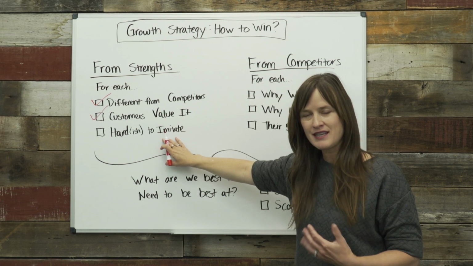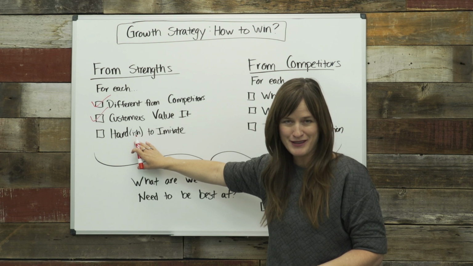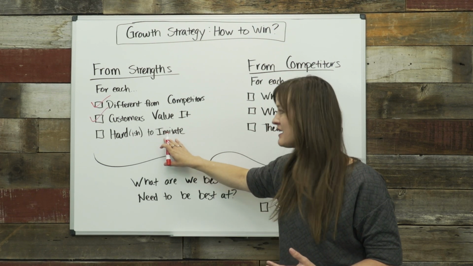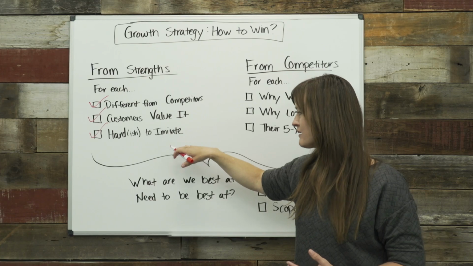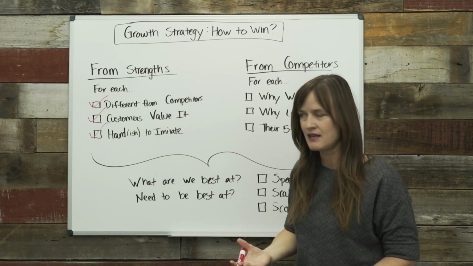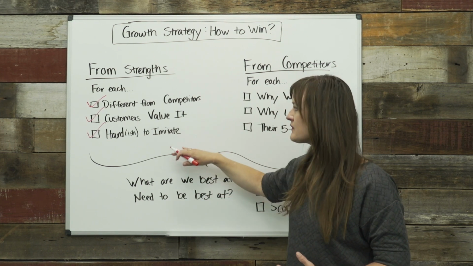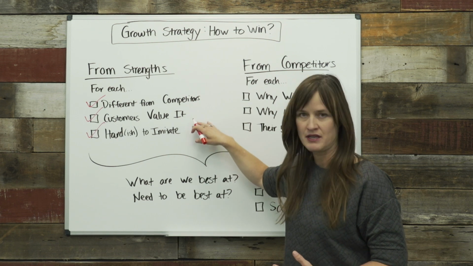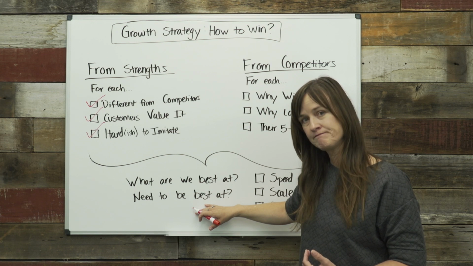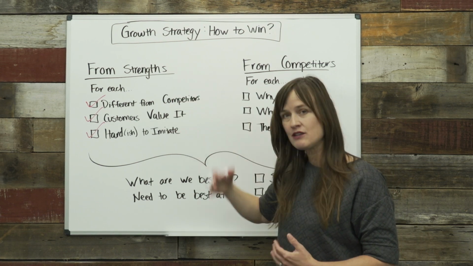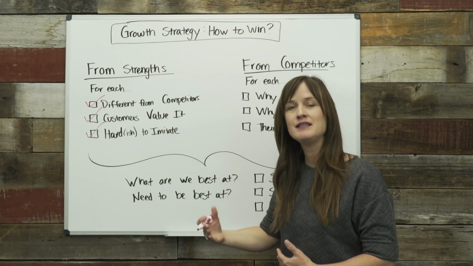Is it hard to imitate, or I said hard-ish to imitate, because actually everything's imitatable really at the end of the day, but hard-ish to imitate? If the answer is yes, we're going to check the box. So that particular strength, maybe it's your brand, let's just use that as an example, would then be considered a competitive advantage. If you answer no to any of these, then that strength is not a competitive advantage, but maybe it needs to be. You would go through that for each of your strengths to determine what are your current competitive advantages and what might they need to be.